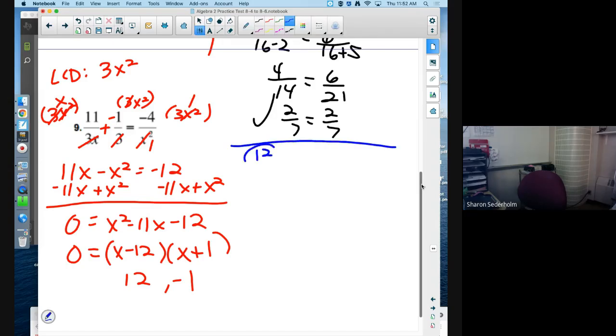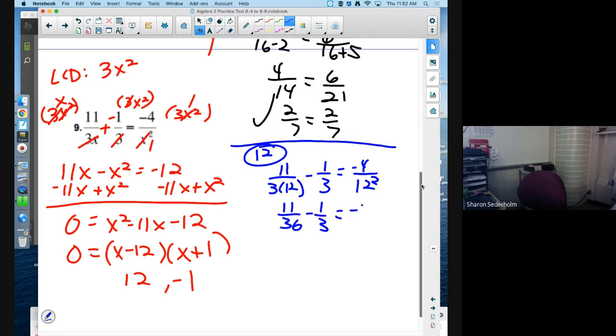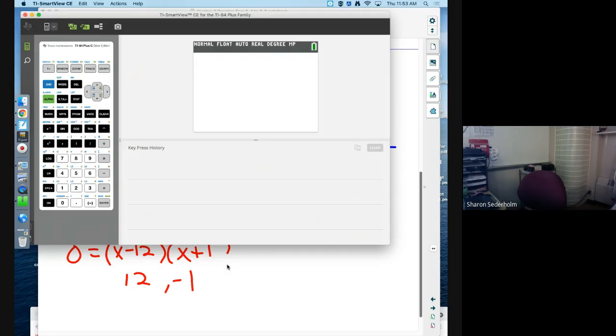So the first one I'm going to check is the 12. So here's the original. 11 over 3 times 12 minus 1/3 equals negative 4 over 12 squared. 11 over 36 minus 1/3 equals negative 4 over 144. Now's the time for honesty, because I can do this by hand and show you how to do it by hand, but are you going to check it with your calculator? Well, then I'm going to use the calculator up here to show you. So we've got, I better move it down first so I can see it.